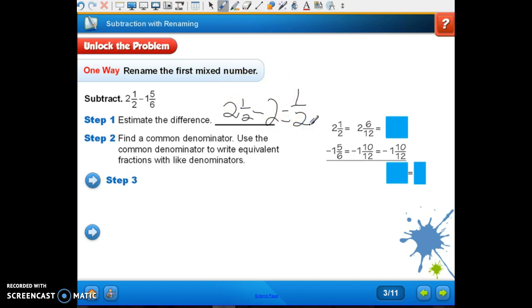Find a common denominator. Use the common denominator to write equivalent fractions with like denominators. Now they chose to use 12s. What other denominator could we have used? 6. Okay.